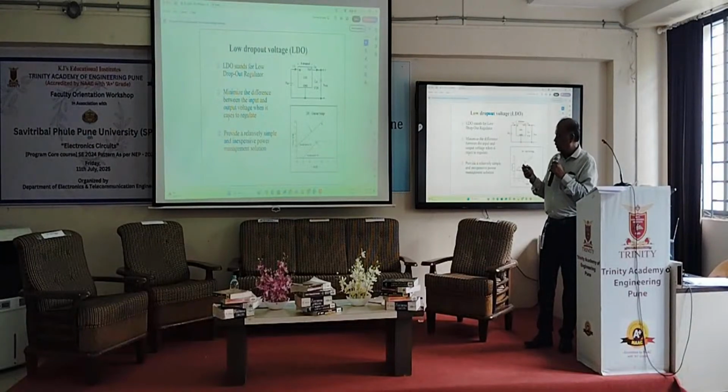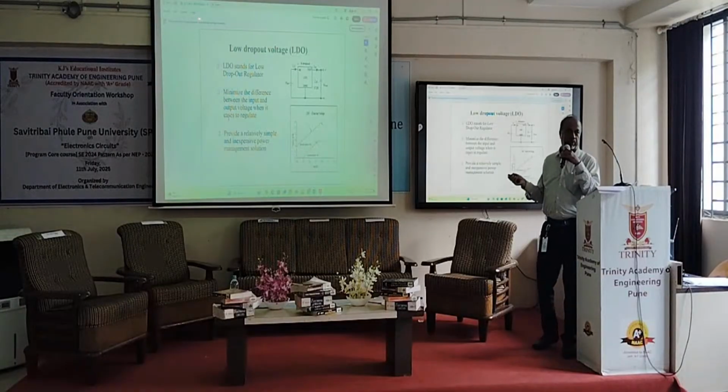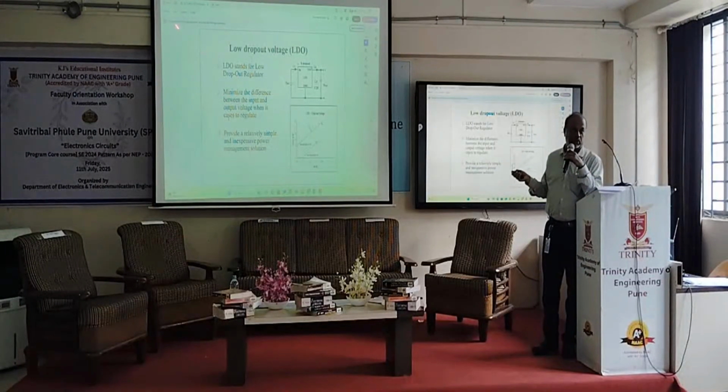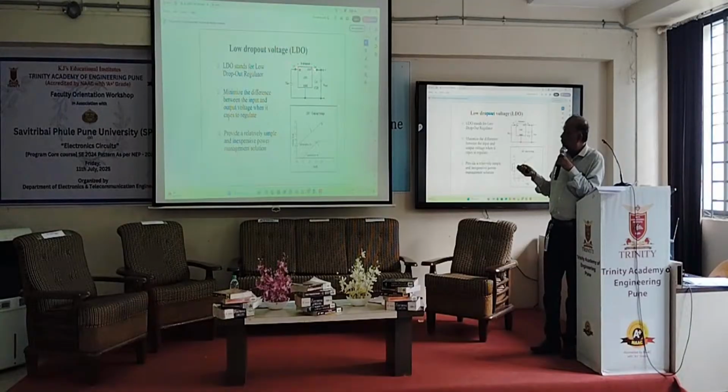Now coming to low dropout voltage, as we know this is today's requirement. We saw earlier that the input should be 8 volts and the output 5 volts, so 3 volts is the dropout in that case. But there are low dropout ICs where the difference between input and output is as small as possible.